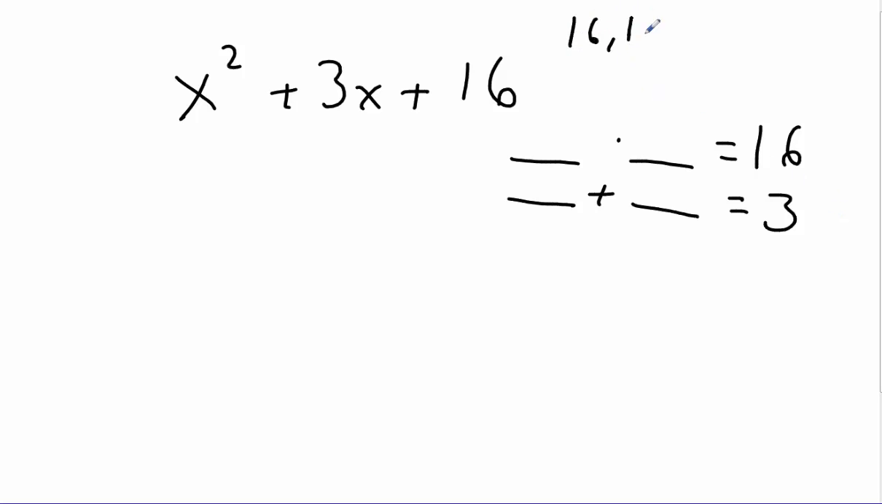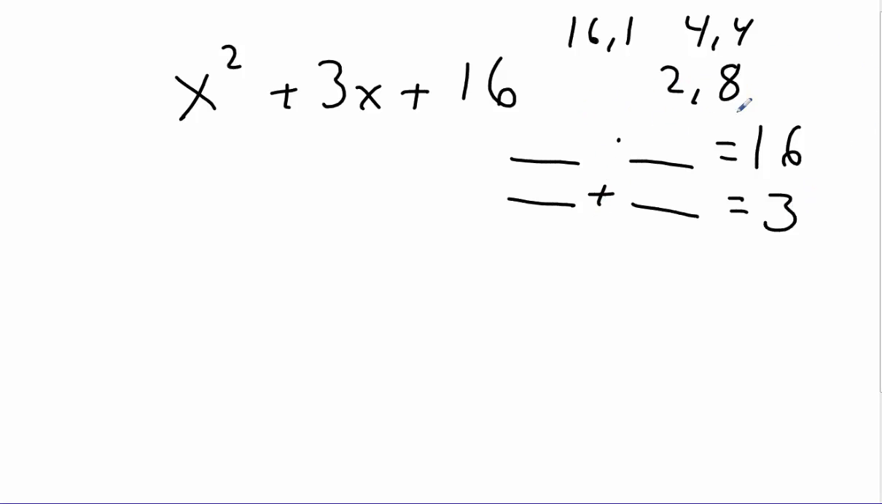So we have 16 and 1, 4 and 4, 2 and 8. Okay? 16 and 1. Can they give us a 3? No. Because 16 plus 1 is 17. 16 minus 1 is 15. 4 and 4. They'll give us 16 when we multiply them, but added together, we're only going to get 0 or 8. Doesn't work. We need a 3.